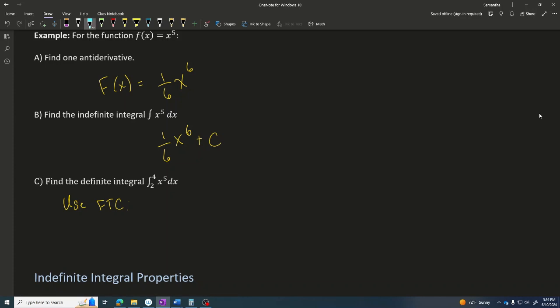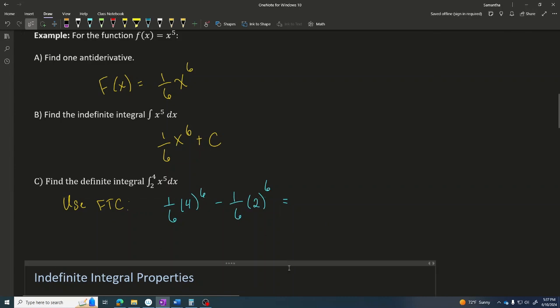So all I have to do is plug the upper limit into that antiderivative, plug the lower limit into that antiderivative, and subtract the two results. And the result of subtracting these two results is the value of this definite integral. So that's the beauty of the fundamental theorem of calculus. It allows you to take antiderivatives and use them to calculate definite integrals very, very easily.